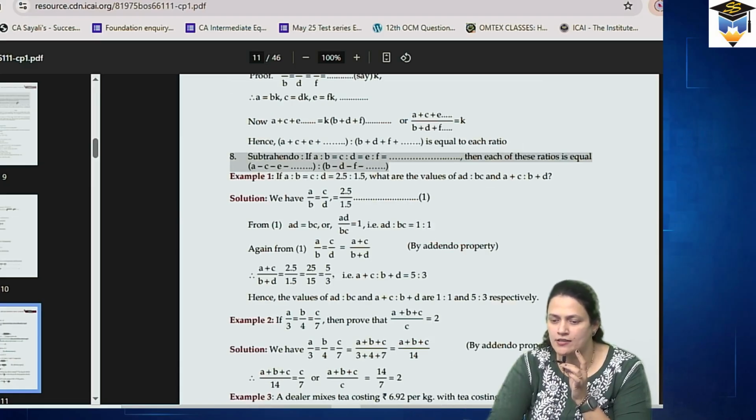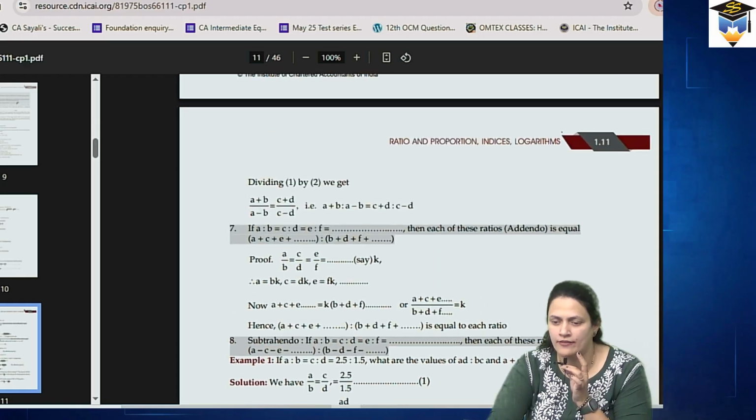Similarly, the next seventh one is also important, seventh property.